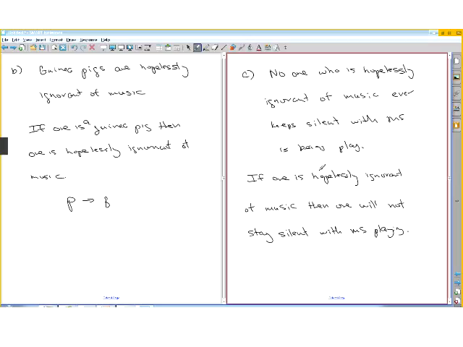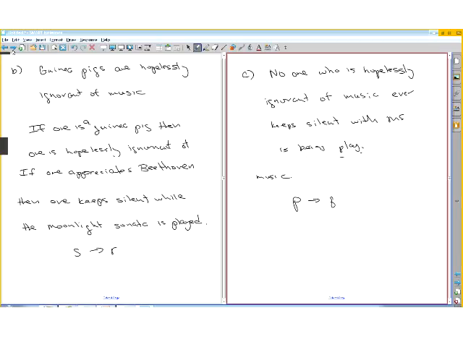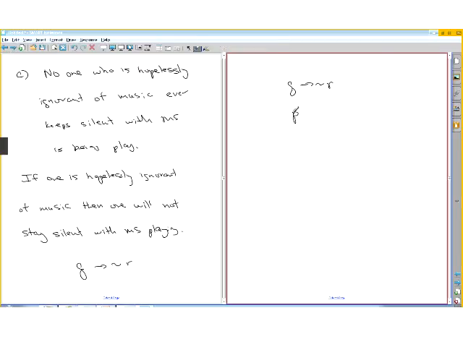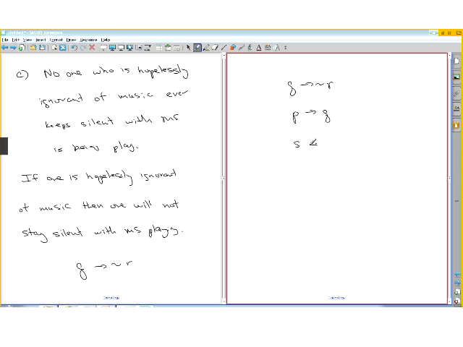Okay, so that's the if-then statement. If one is hopelessly ignorant of music, that is Q, then one will not stay silent. Well, R is it keeps silent, so this is going to be not R. So it's if Q, then not R. Okay, so let's write these three statements down on a separate thing. So we have if Q, then not R. We have if P, then Q. And finally we had if S, then R.